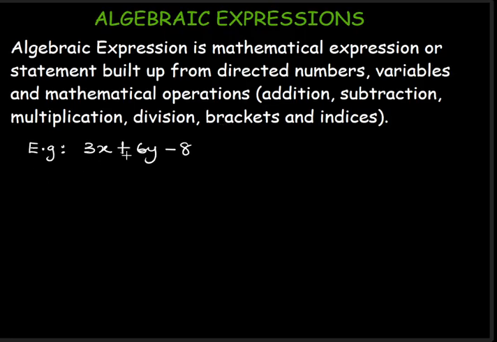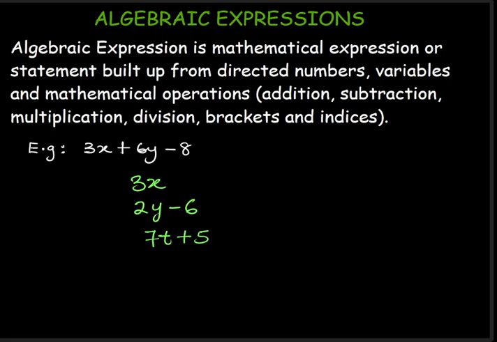Okay, so 3x plus 6y minus 8 is an algebraic expression. I can tell you even 3x on its own is also an algebraic expression. Then 2y minus 6 is an algebraic expression. Then 7t plus 5 is an algebraic expression. These are all algebraic expressions.